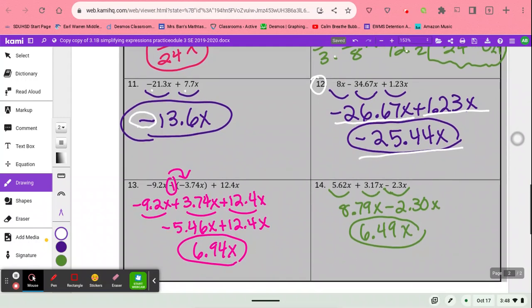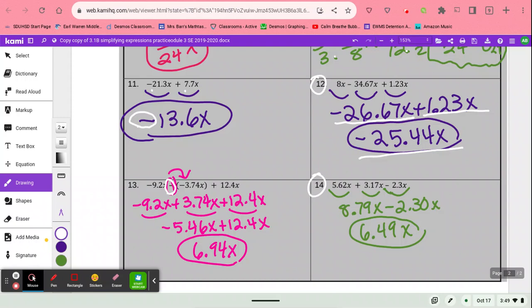And the last two problems, again, we have to be careful of this negative that's getting multiplied by negative 3.74 before we can start to sort our like terms. So we have negative 9.2x plus 3.74x plus 12.4x. Just working down from left to right, we simplify to 6.94x.